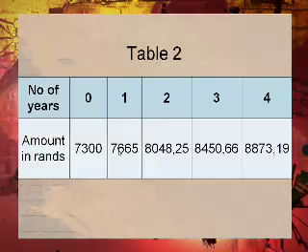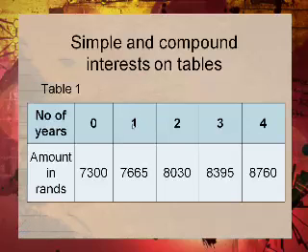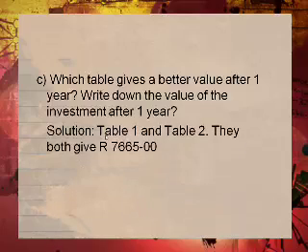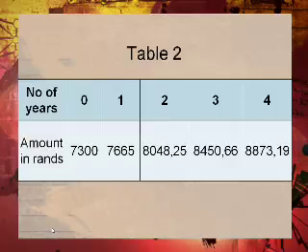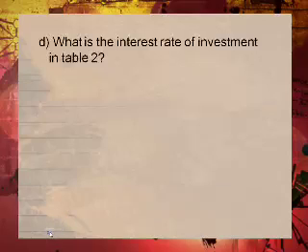Table 2 after 1 year is 7665. And table 1 after 1 year is 7665. The values are the same. Then I say table 1 and table 2 have the same value, 7665. Cool.